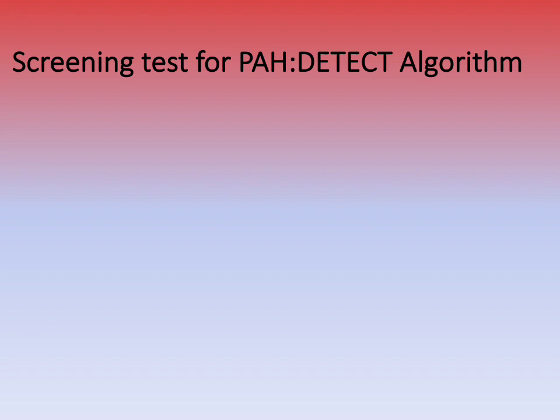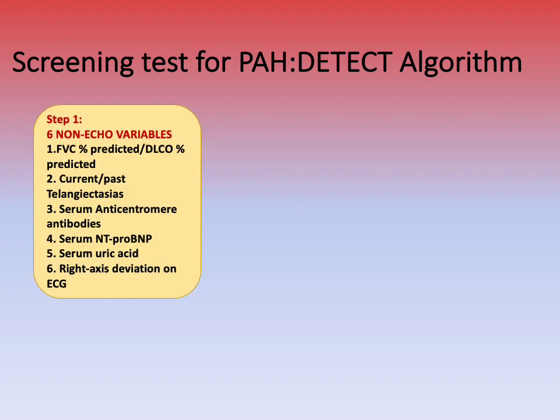The DETECT algorithm is a two-step process. It has an available online calculator. In the first step, there are 6 non-echo variables. These include FVC to DLCO ratio, current or past telangiectasias, serum anticentromere antibodies, serum NT-proBNP, serum uric acid, and right axis deviation on ECG. When we put these variables into the online calculator, it will give us a score. If the score is more than 300 points, echo is recommended. We will proceed with echo in step 2.